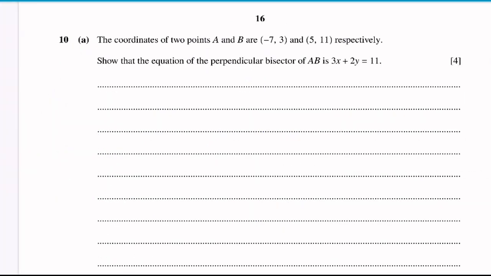So they gave us the points A and B here. We need to show that the equation of the perpendicular bisector of the AB is 3x plus 2y equals 11. So a few things that we need to find. Perpendicular bisector will pass through the AB, so we want to find the perpendicular bisector to it. Let's say we give this point as point P here. It's a perpendicular bisector, so we will let the P be the midpoint of the AB here. So let's find out what that is.